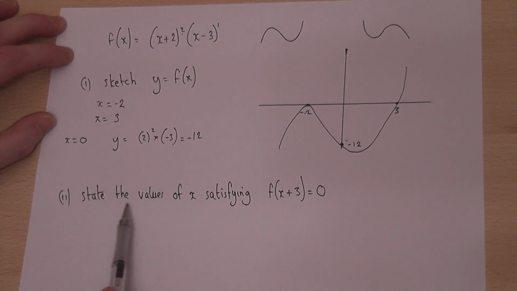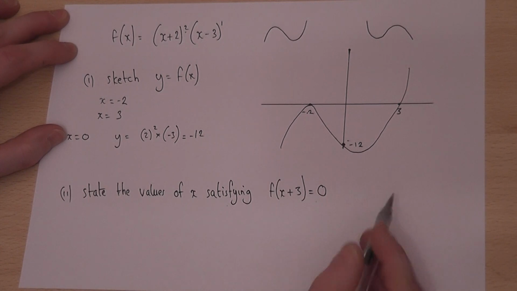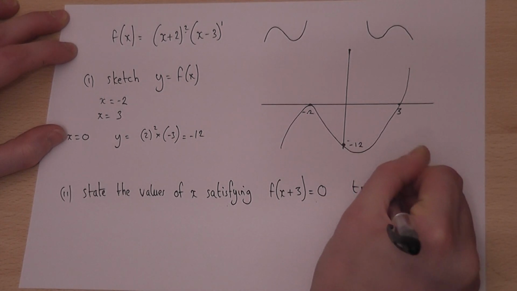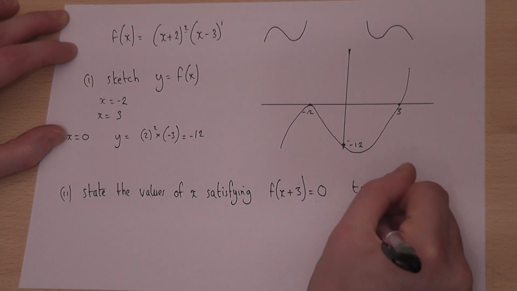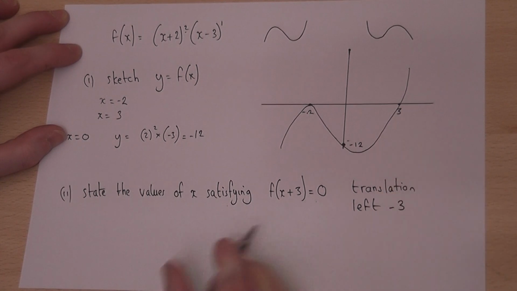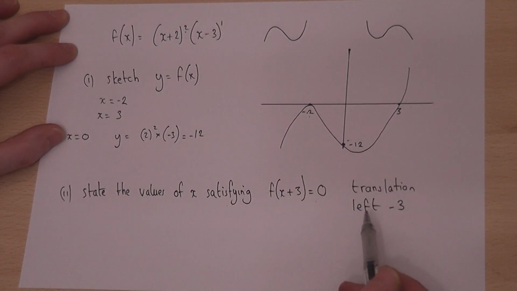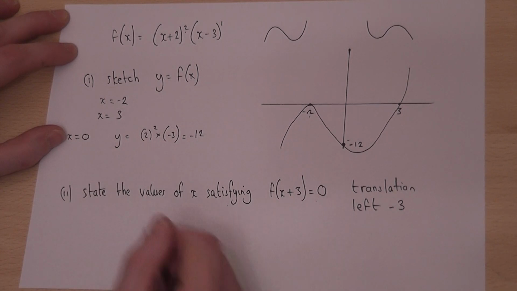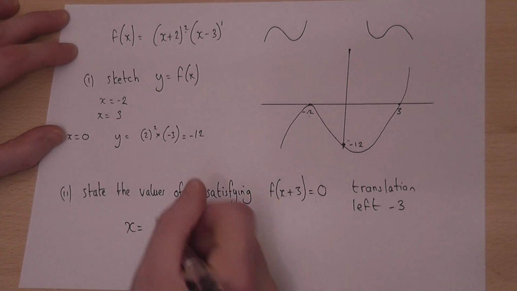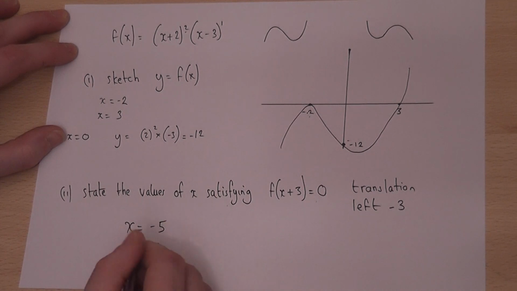And it says here, state the values of x which satisfy f of x plus 3 equals 0. Now if we have x plus 3 in the function, this is a translation. Left, plus 3 goes left by 3. So the original intercepts were -2 and 3. So if we shift the graph left by 3, then the new values of x, which are the roots, will be at x equals -2 take 3 is -5, or x equals 3 take away 3, which is 0.